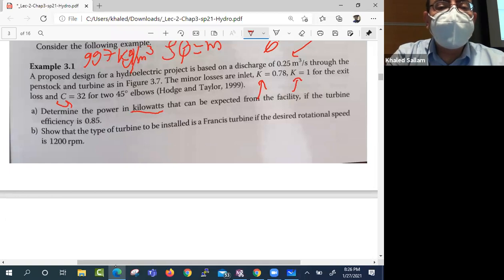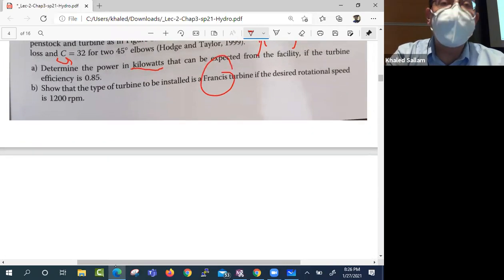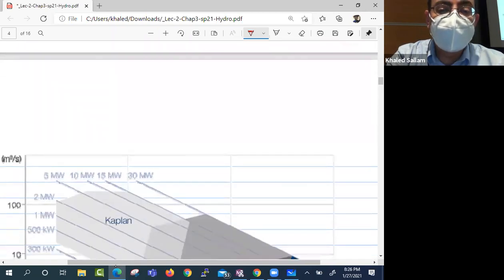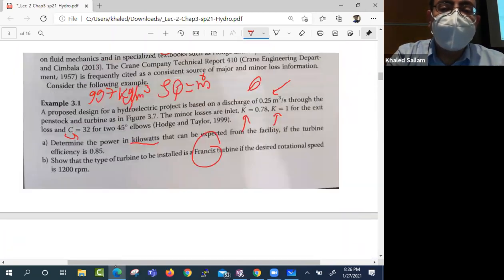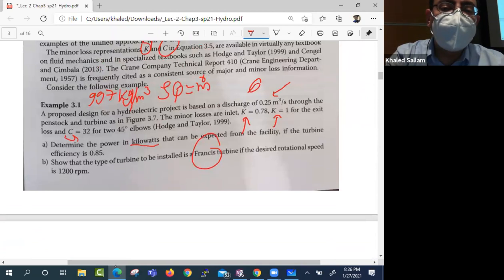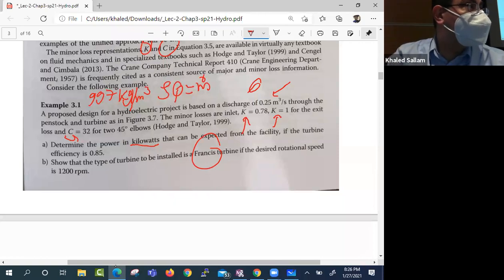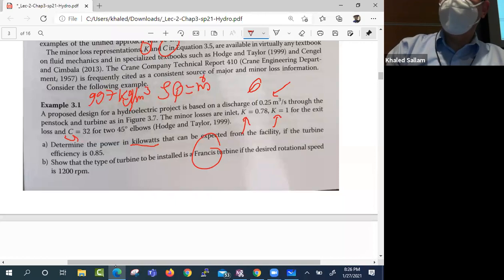And he said, show that the type of the turbine to be installed is a Francis turbine, if the desired rotational speed of this. We will see next how we can pick the right turbine, because there are different turbines that we can use. But this part, we explain how to solve the first part, right? All you have to do is use the equation and add the losses, and they will tell you how much is available for the turbine. Makes sense, right?